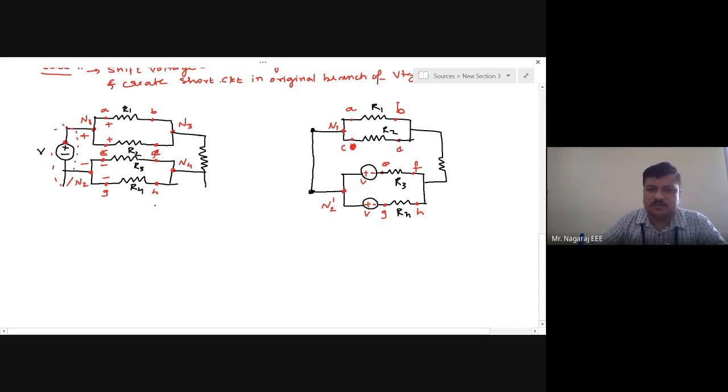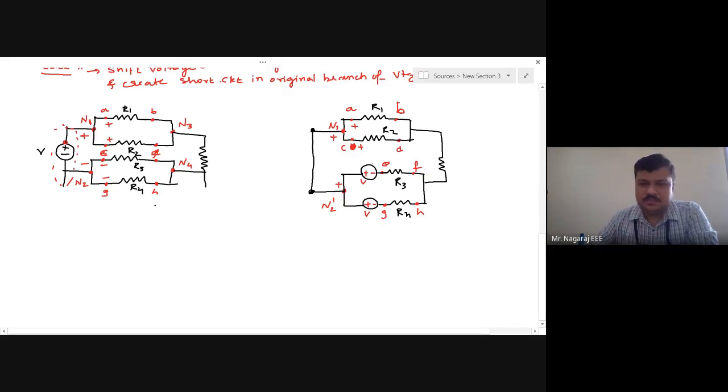C is also at positive potential. Now the positive terminal of V is connected to N2 dash, and the positive terminal of V is connected to N2 dash. So N2 dash is at positive potential, and N2 dash is connected to N1 directly. Hence N1 will be at positive potential, A will be at positive potential, C will also be at positive potential. So the polarity of the circuit elements has not changed.